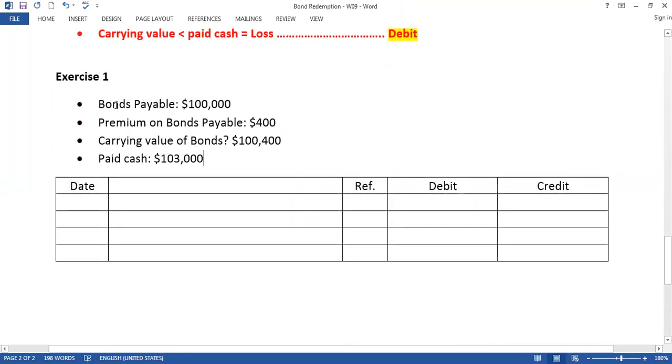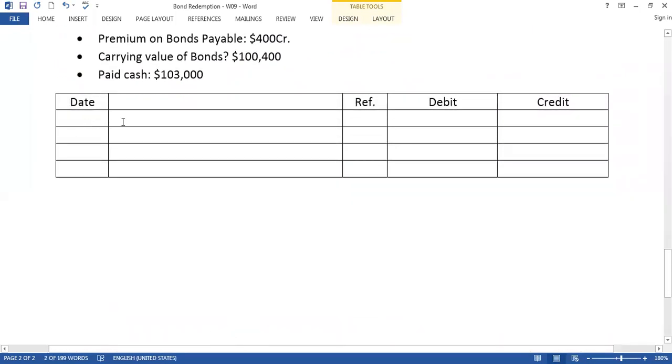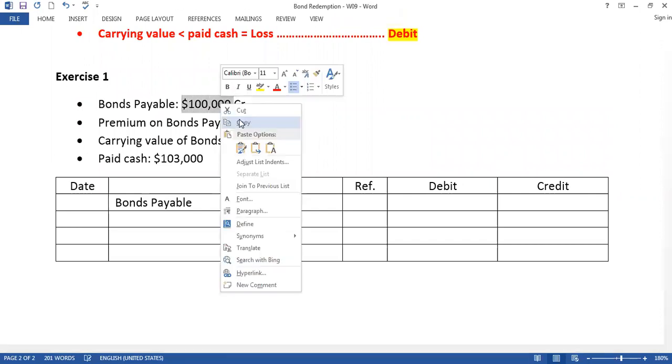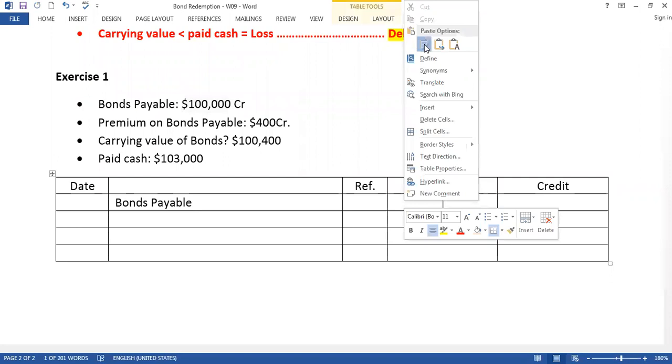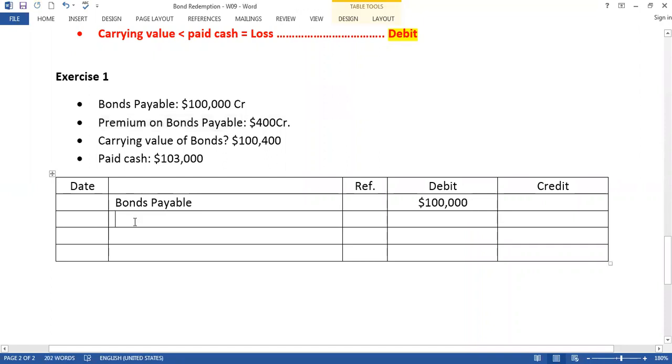Now we are going to record the bond redemption. We know that bonds payable normal balance is credit here. To close, make it debit. So bonds payable now debit. Bonds payable debit $100,000. Then premium on bonds payable, we have to close it. Premium on bonds payable.